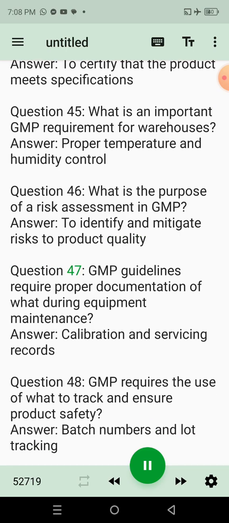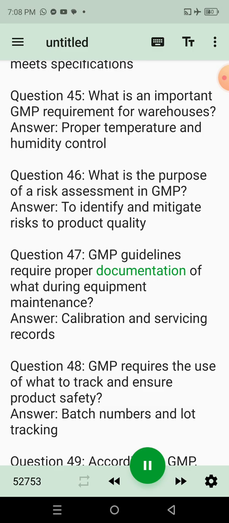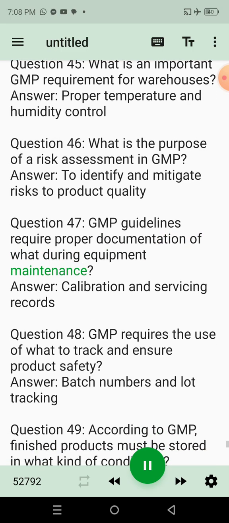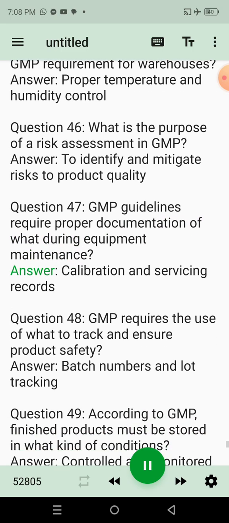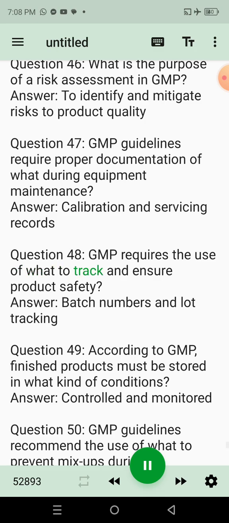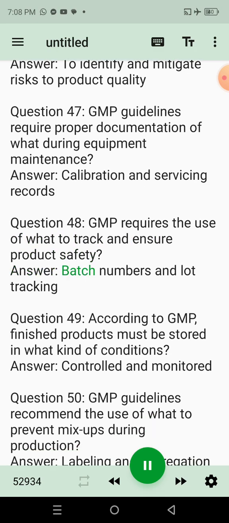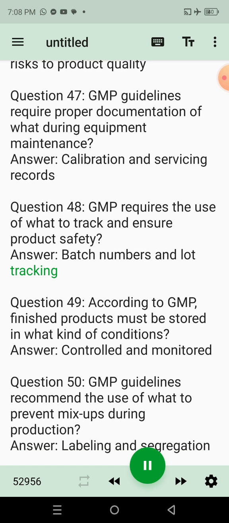Question 47. GMP guidelines require proper documentation of what during equipment maintenance? Answer: Calibration and servicing records. Question 48. GMP requires the use of what to track and ensure product safety? Answer: Batch numbers and lot tracking.